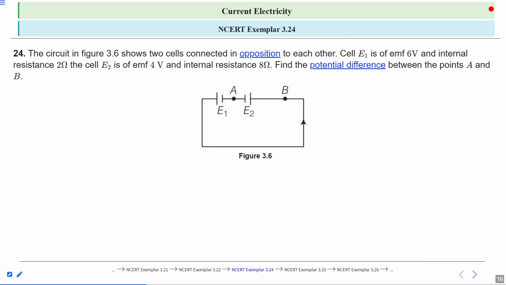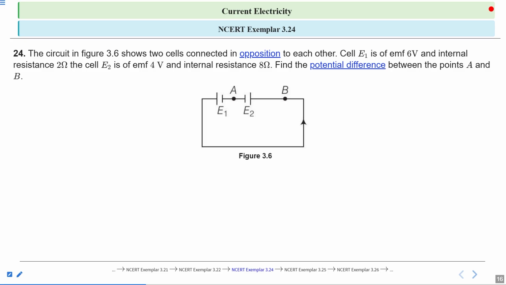Next question. NCERT example 3.24. The circuit in figure 3.6 shows two cells connected in opposition to each other. Okay, so their EMFs are not in the same direction. The current from both these cells will be in opposite direction. They are connected in opposition. Their negative terminals are connected with each other directly.